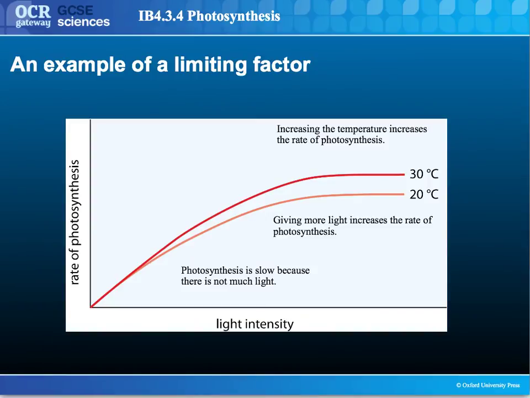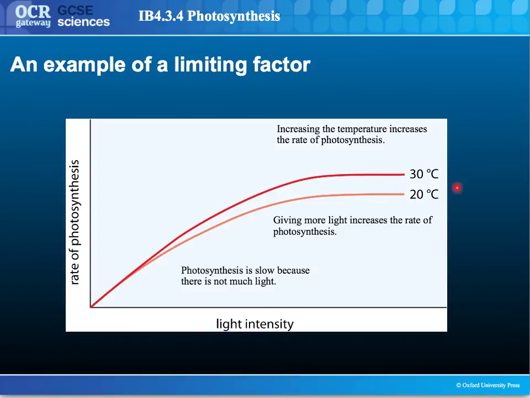This graph gives an example of what a graph would look like for a limiting factor. Now here we've got light intensity at the bottom and rate of photosynthesis up the side. As the light intensity increases, we get an increase in the rate of photosynthesis. However, you can see that we've got two different lines. At this point here, they branch off and one is steeper than the other and the other levels off.